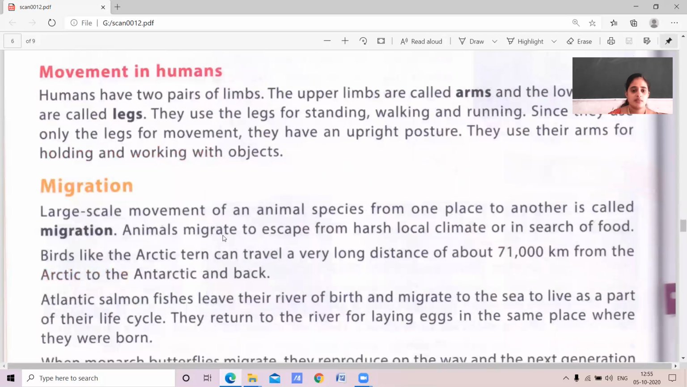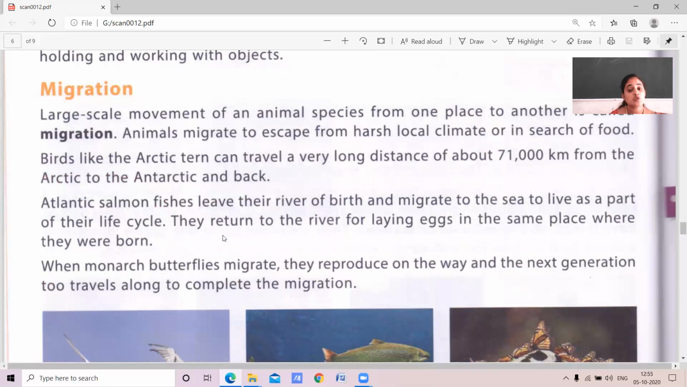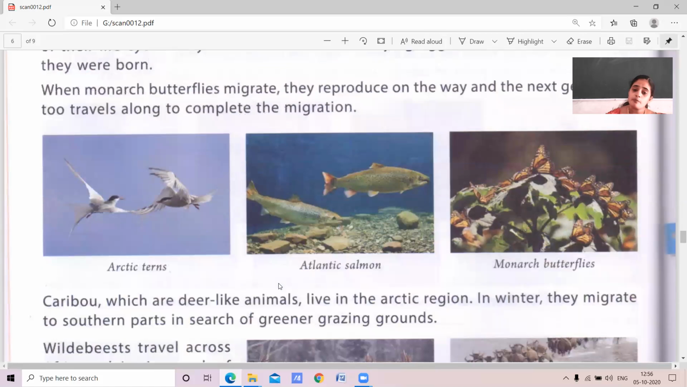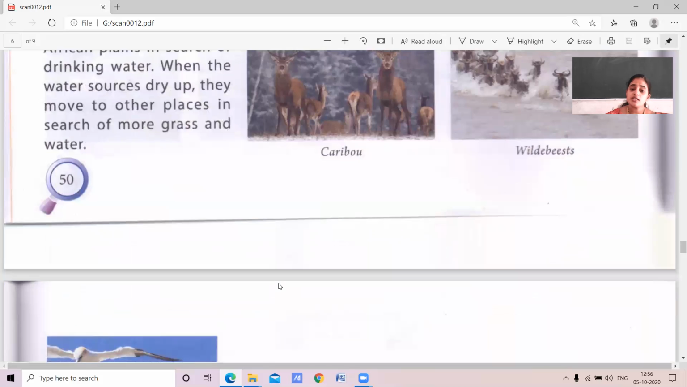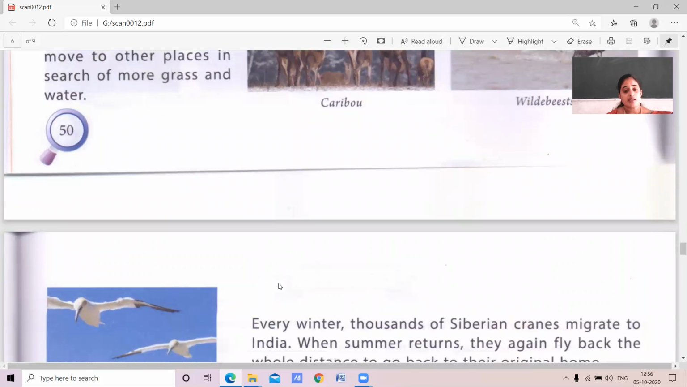Migration. Migration takes place in so many animals. They will migrate from one place to another place in search of food, shelter and so many reasons. For example, birds. Some of the birds will migrate, some of the animals will migrate for different purposes. Okay, now children, in this lesson we learnt a lot of characteristics about animals.